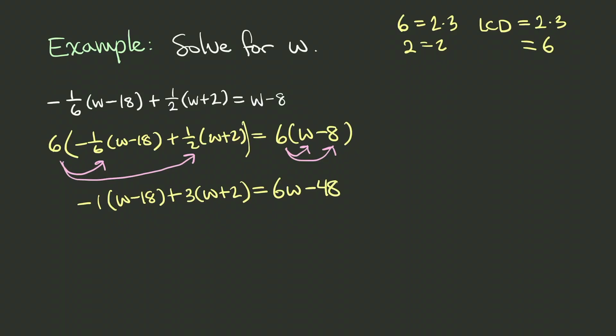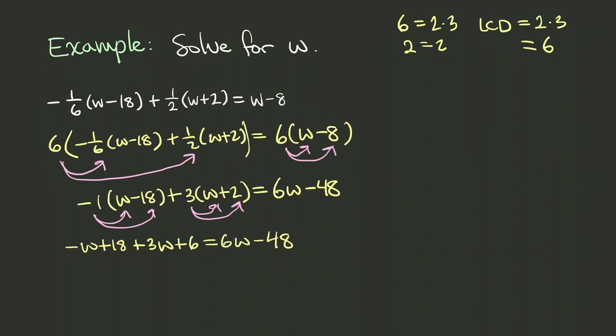Now let's distribute on the left-hand side. We'll distribute the -1 to both terms of this set of parentheses and the 3 to both terms of the second set of parentheses. That leaves us with -w plus 18 plus 3w plus 6 equals 6w minus 48. Now we'll combine any like terms on the left-hand side. I have -w plus 3w. That's going to give me 2w. And then we have 18 plus 6. That'll give us 24.